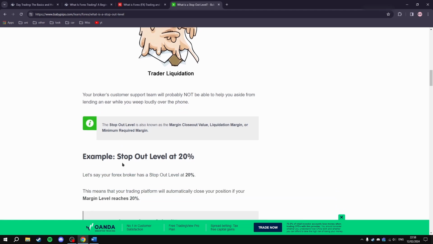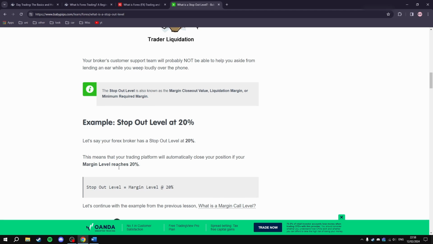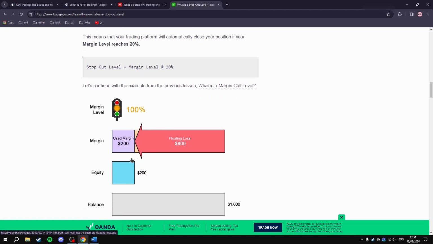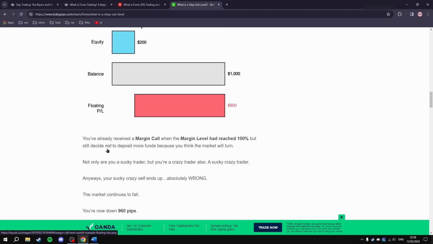Example, stop-out level at 20%. Let's say a Forex broker has a stop-out level at 20%. This means that your trading platform will automatically close your positions if your margin level reaches 20%. Let's continue with the example from the previous lesson. You've already received a margin call when the margin level had reached 100%, but you still decide not to deposit more funds because you think the market will turn.